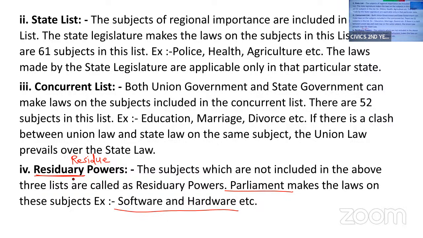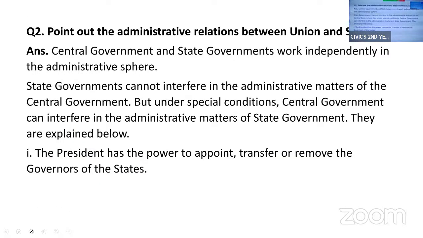I hope these legislative relations are clear to all of you. Legislative relations means something related to lawmaking. Here we discuss which government will make which law, and for that we have divided it into three lists. Now let us move to another important question, that is administrative relations.